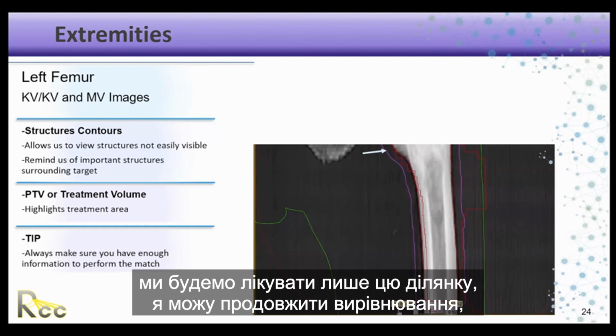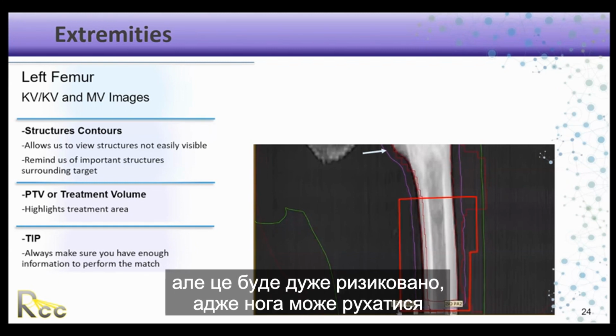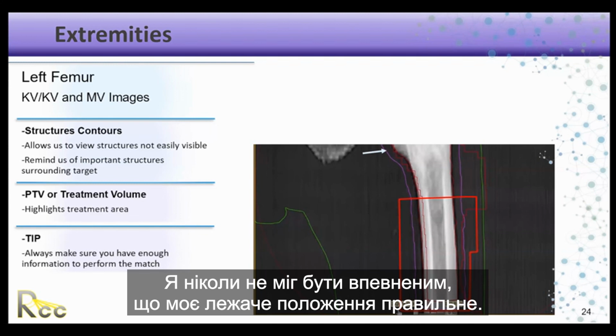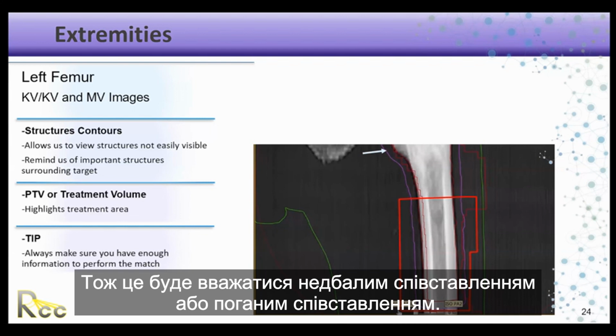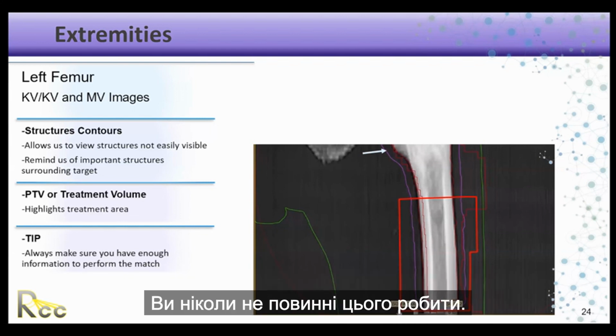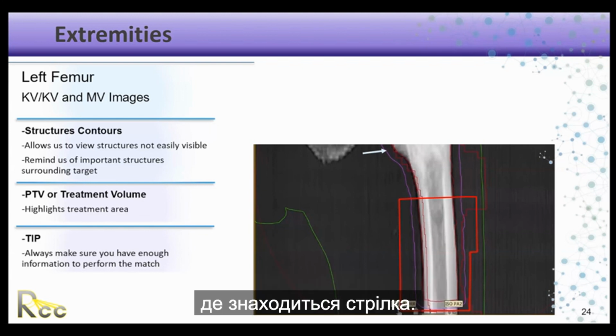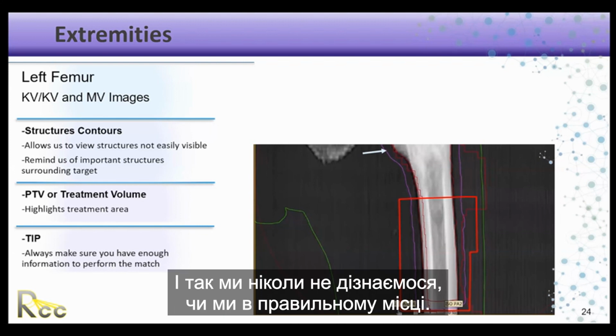But even if we're treating only, say, this area here, I could move forward with alignment, but this would be considered a very risky match because the leg is able to move in so many ways. I could never really be certain that my supine placement is correct. So this would be considered a negligent match or a bad match. You should never do this. The rotation of the leg can change the appearance of this little thing where the arrow is, and so we'll never really know if we're in the right spot.